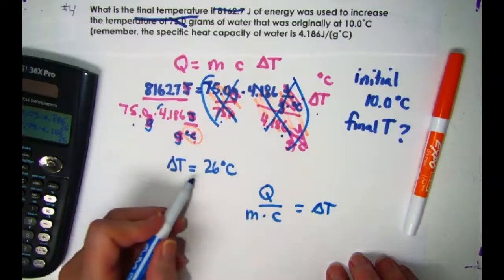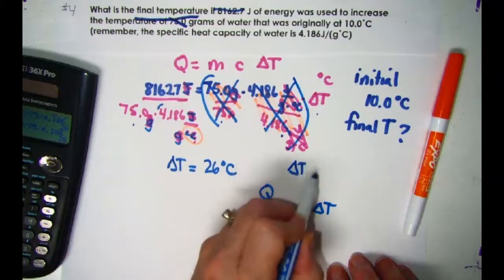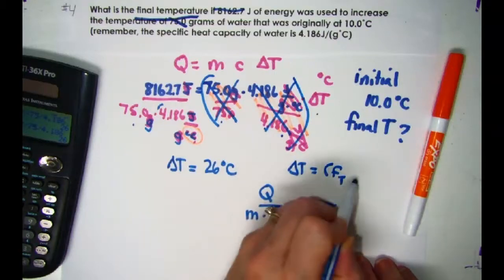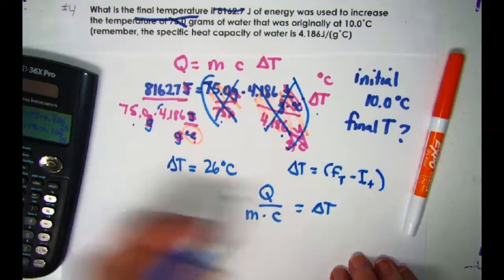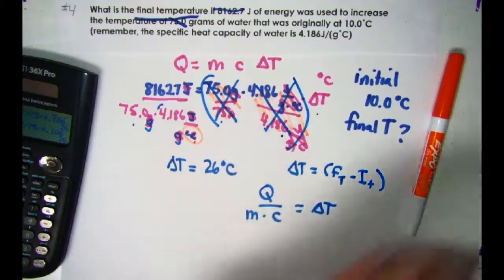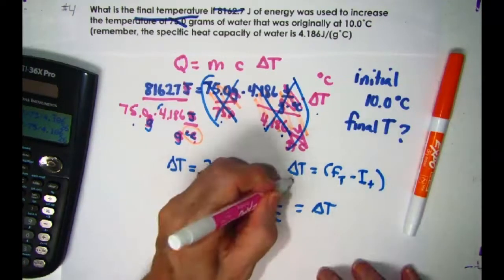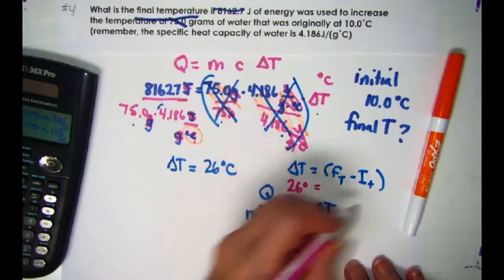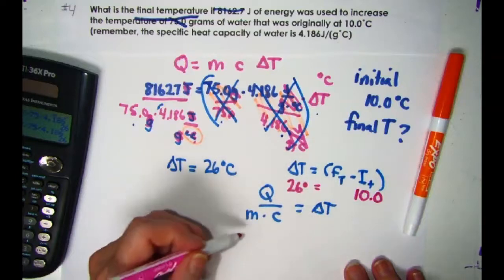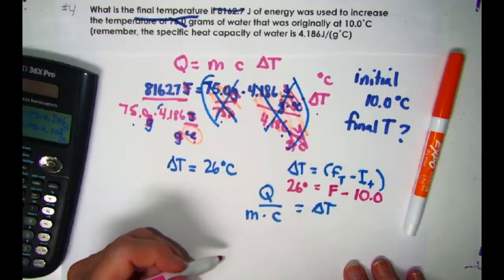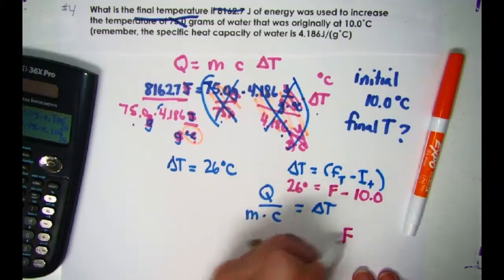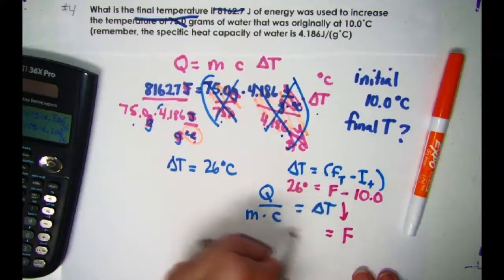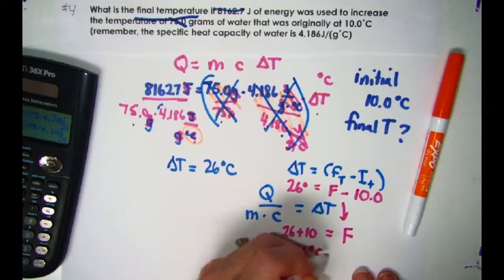So guys, how do we calculate delta T? Delta T is equal to final temp minus initial temp. Okay, so what do we already know? We know the change in temperature is 26. We know the initial temperature was 10. So guys, 26 equals the final temperature minus 10. Final temperature, I know we're having to skip around, is equal to 26 plus 10. The final temperature is 36 degrees Celsius.